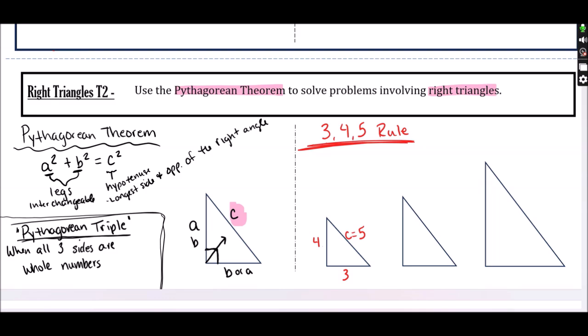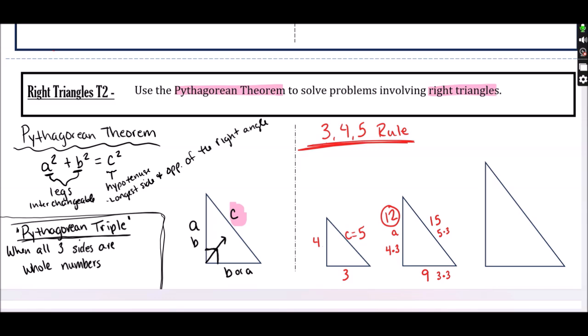Okay. If we try this again, let's say I know C this time is 15 and the base is 9 and they want me to figure out the height. We'll say that's A. So let's think about this. 15 is the same as 5 times 3. 9 is the same as 3 times 3. And so we want 4 times 3 for this side. Well, 4 times 3 is 12. So we know that A would equal 12.